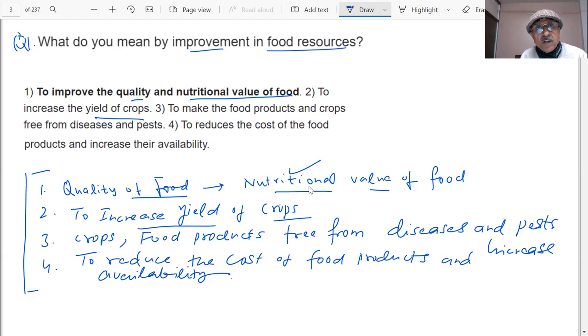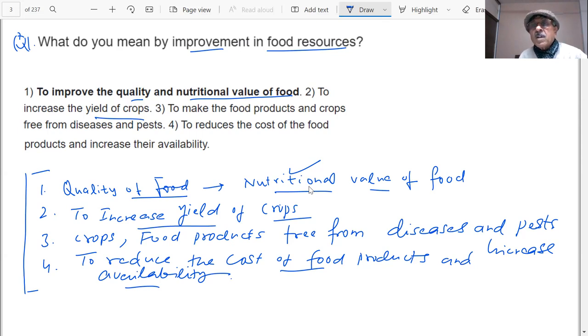Quality of the food, increase the yield of the crops, make crops and food products free from disease, reduce the cost of the food products and increase availability. If the cost of the food is very high, what will be the result of that? Naturally, we will not be able to buy it. So we don't need that. So we need to reduce the cost of the food products and increase the availability. So that is what we mean by improvement in food resources.